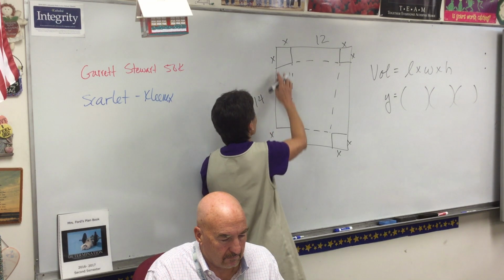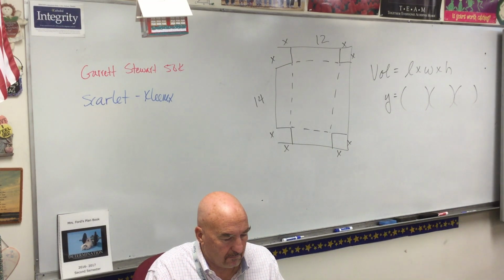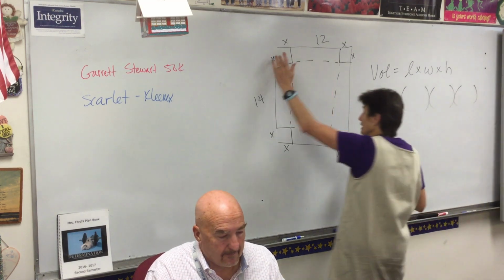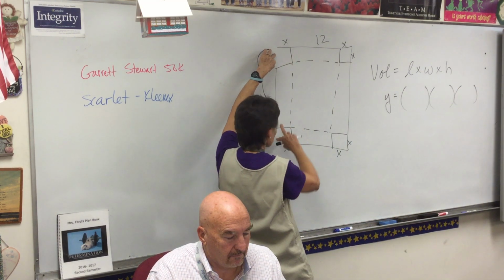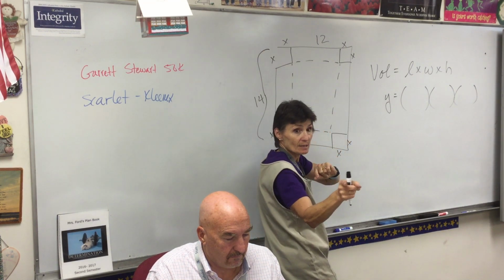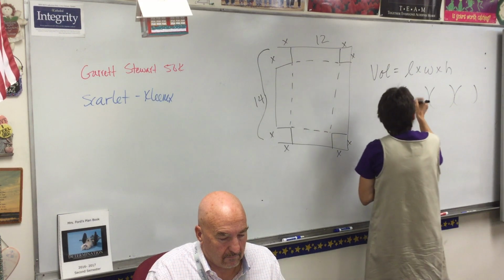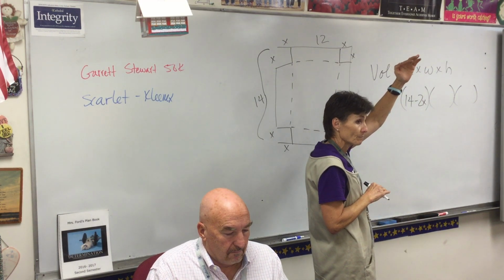this end and an x off this end. Think of your piece of paper. It was however long it was, but you chopped a piece off this end and a piece off this end. So how will you describe this length now? It was 14, but you took an x off here and an x off here. 14 minus 2x, because you took an x off each end, right?